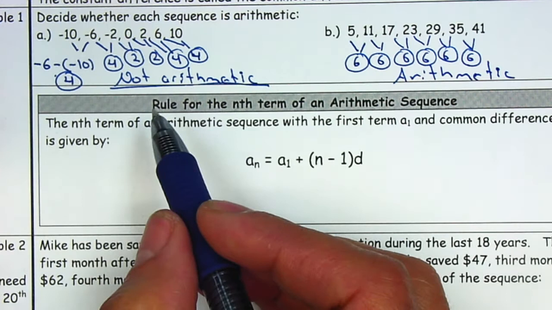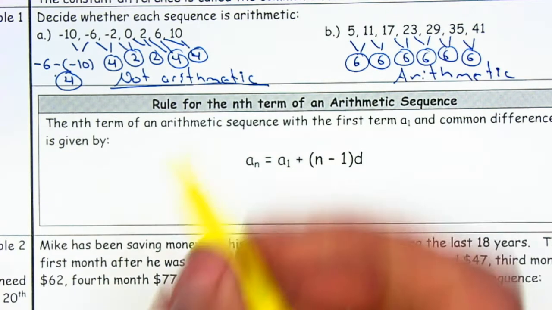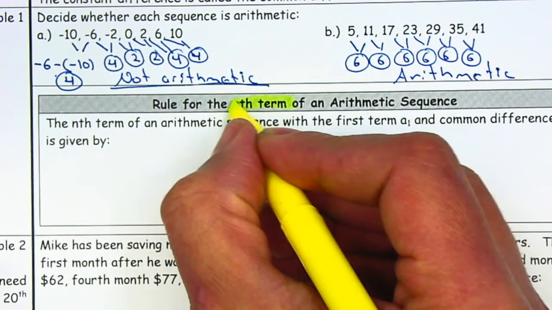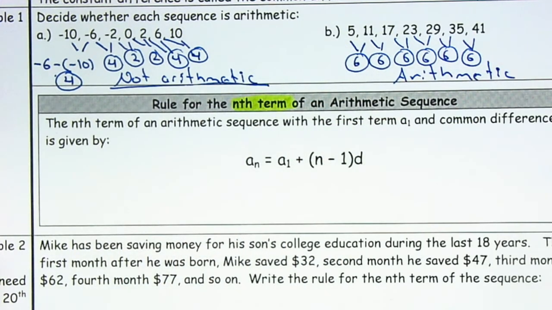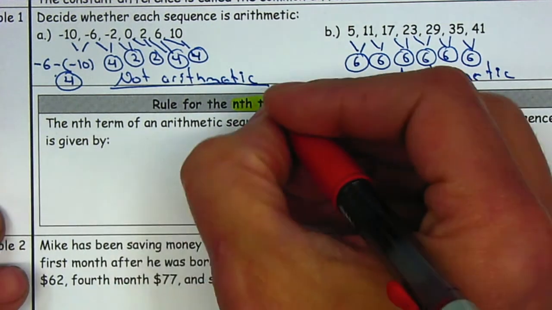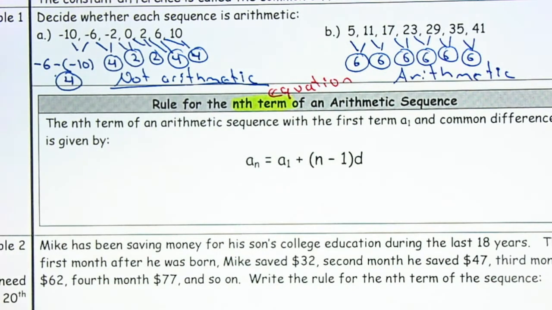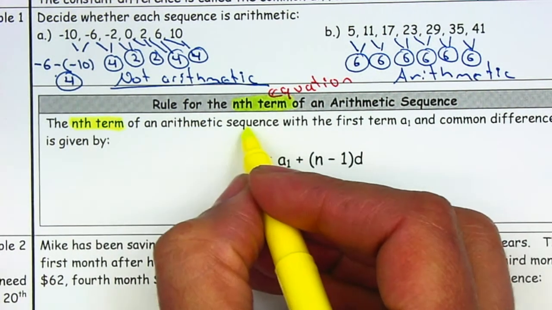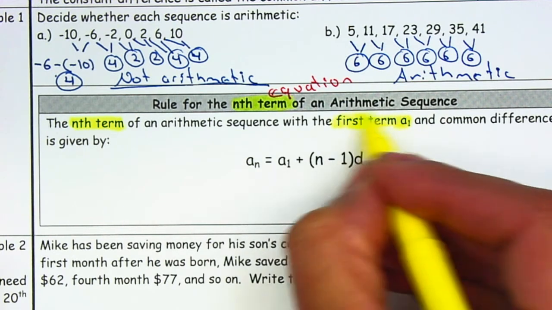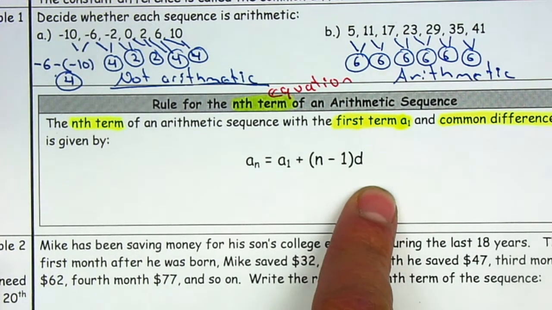Now, whenever they ask you to find the rule for the n term, they ask you to find the equation that will give you all of the terms in the sequence. So every time they say rule or n term, they ask you to find the equation. That's a key concept that you need to keep in mind. So the n term, or the equation of an arithmetic sequence, with the first term being a sub 1 and the common difference d, is given by the following formula.